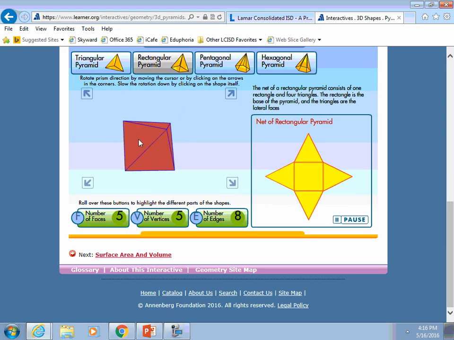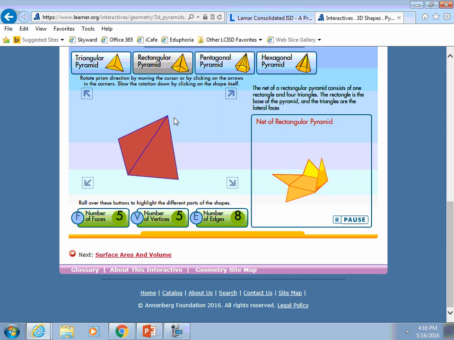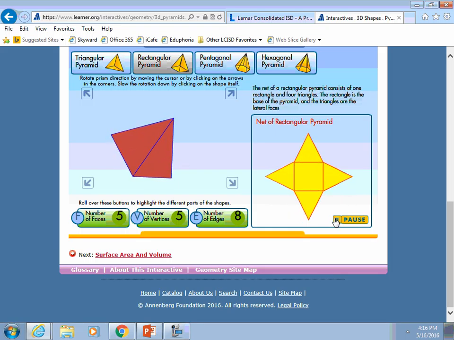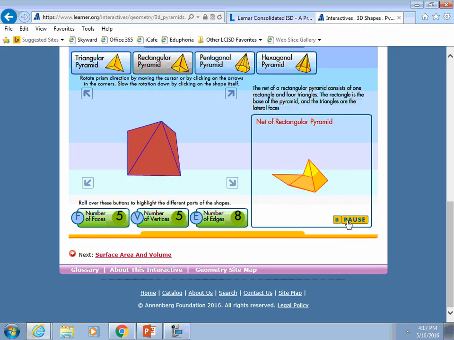So here's our rectangle pyramid. I can slow this down so we can see. And then what they're showing you are all your faces. You can rotate to see that. And then we have basically the net. What I want you to see is that this edge will always line up.